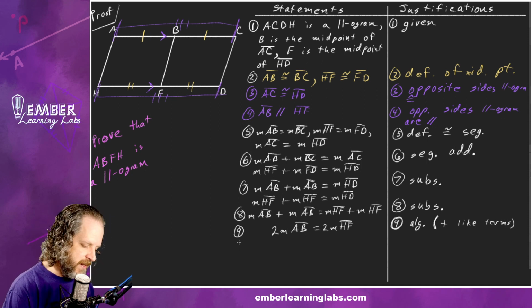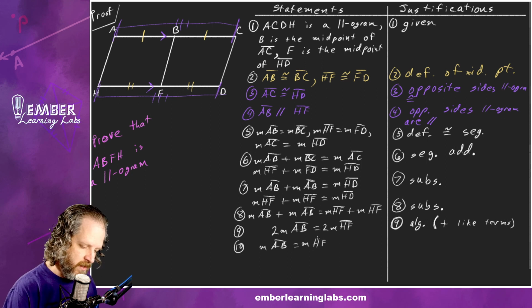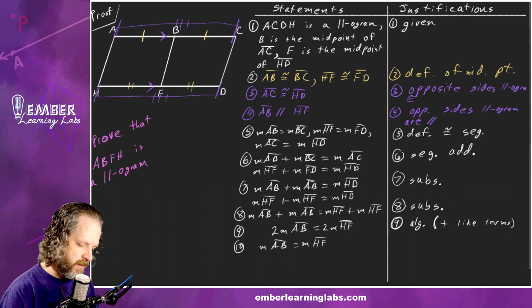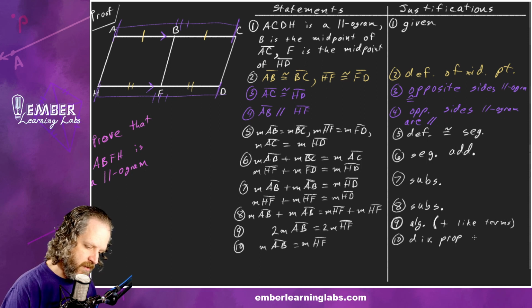Now, this next one does have a name. So we've got 10. We've got the measure of AB equals the measure of HF. So we divided the 2's off. This is the division property of equality, right? We divided the 2 off. Division property. We're going to have a second column over here. We're almost done, though. Property of equality.